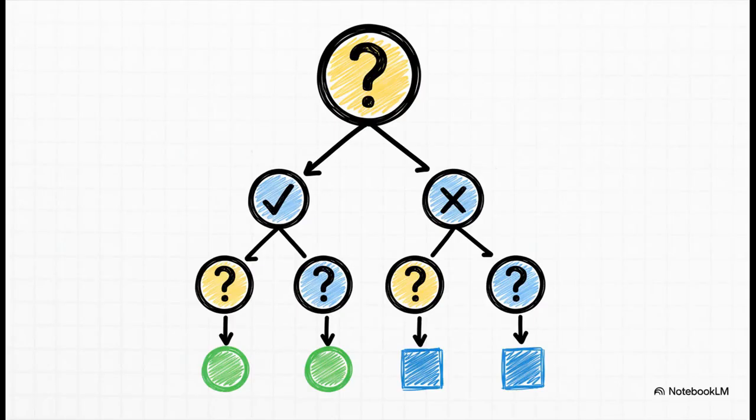This is one of the most intuitive models out there because it works just like we do. It makes a decision by asking a series of simple, cascading questions to get to the final answer. And because you can literally see the logic, it's known as a white box model. It's super easy for us humans to understand what it's doing.